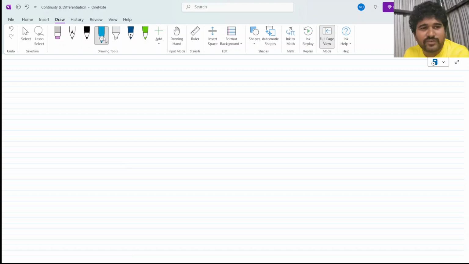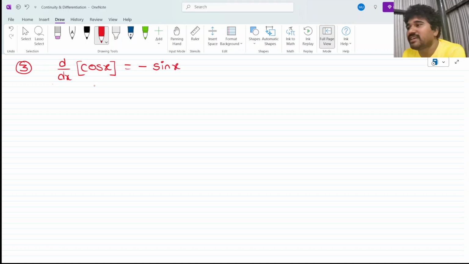Write down the third formula. Third formula. D by dx of cos x. What is the differentiation of cos x? Minus sin x. Minus sin x. Is that clear? Yes or no?